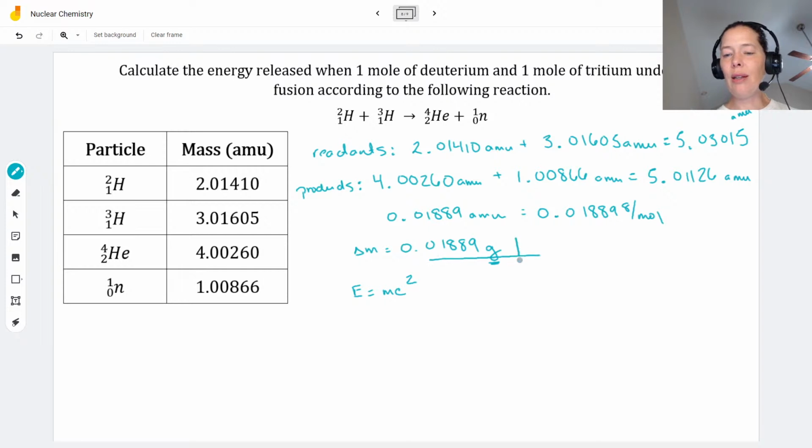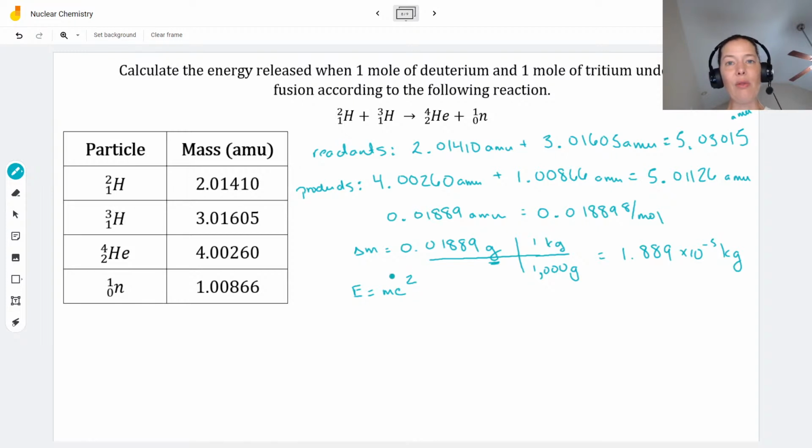All right, so all we're doing, of course, is just go ahead and set this up. There are, of course, 1,000 grams in 1 kilogram. So we are dividing by 1,000 to convert this from grams into kilograms. And it's going to be much easier to use scientific notation here. So 1.889 times 10 to the negative 5th kilograms. All right, so that is our mass.